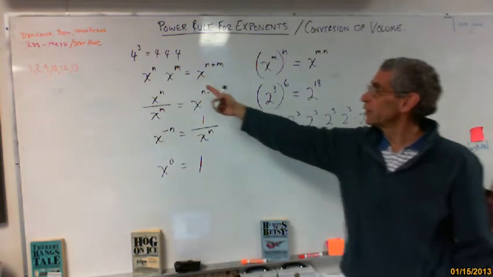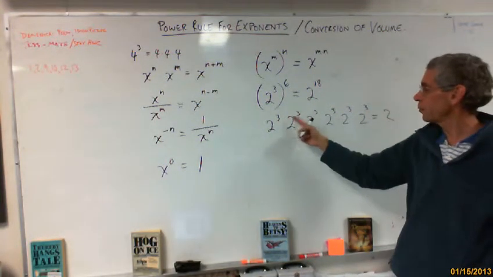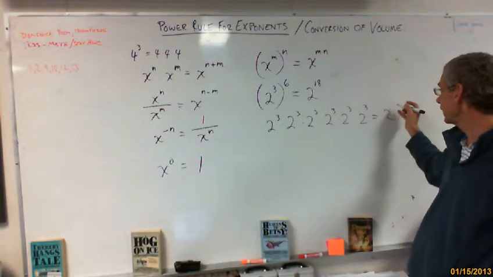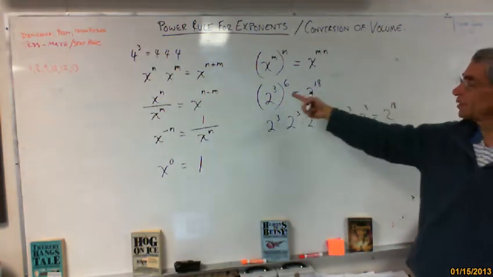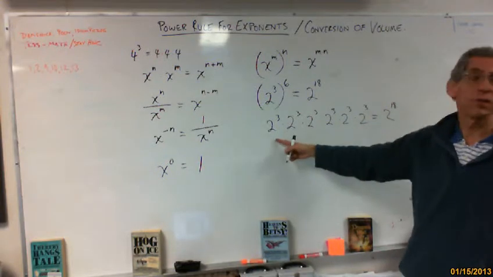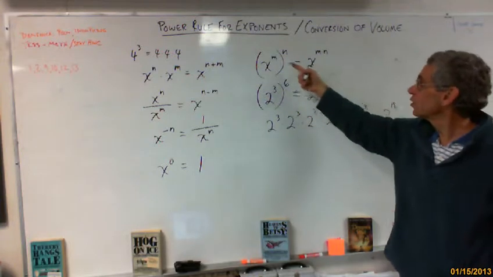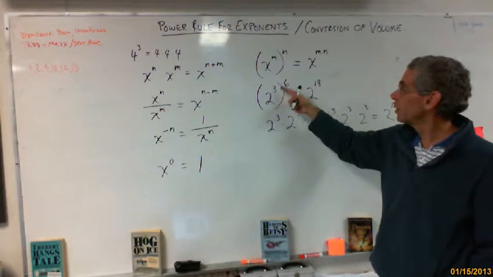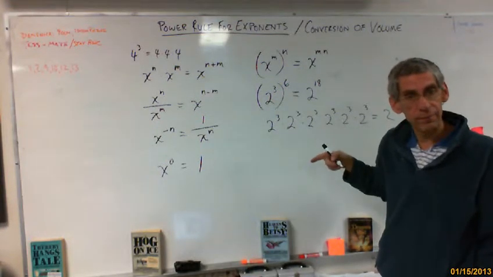Right? And if we use this rule, what would we do? It would be 2 to the 3 plus 3 is 6, plus 3 is 9, plus 3 is 12, plus 3 is 15, plus 3 is 18. Look at that. 3 times 6. Right? So this is algebra. This is the shortcut. This is the long way. This is the short way. This is awesome. So that's why learning this rule, if you have something raised to a power raised to another power, you multiply the powers.